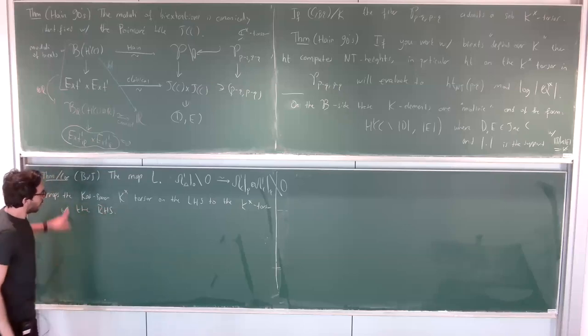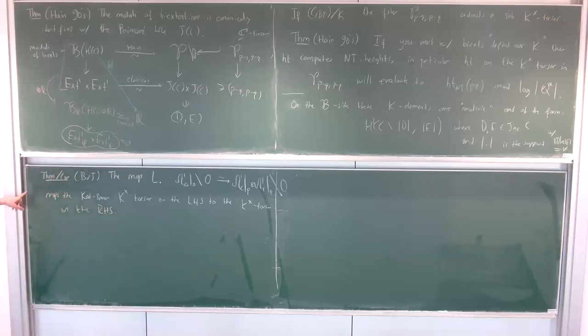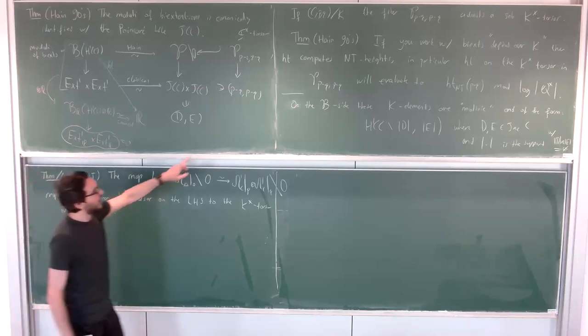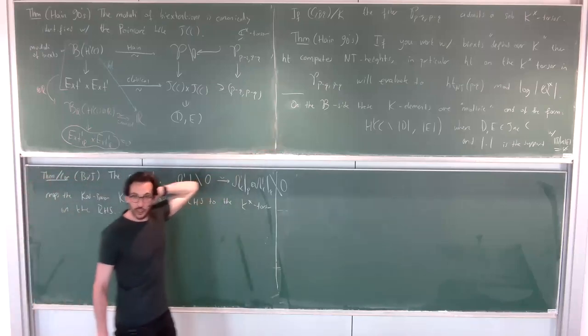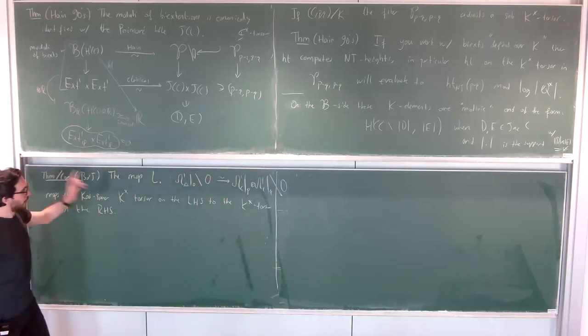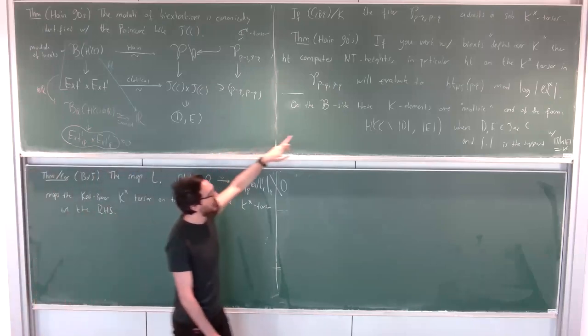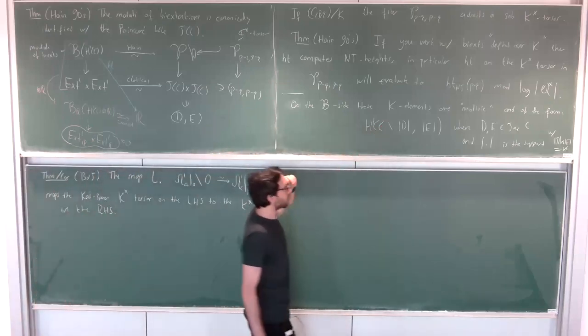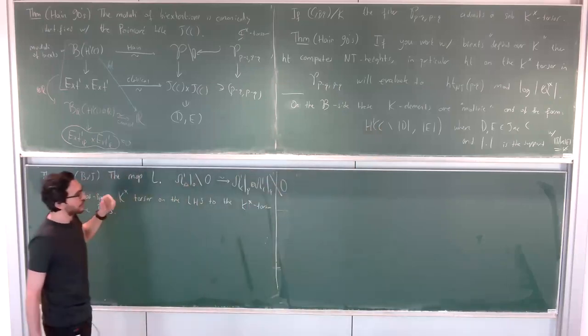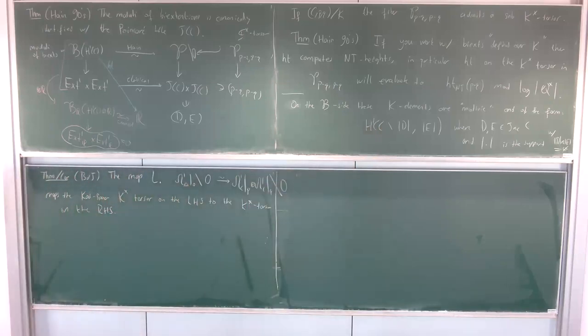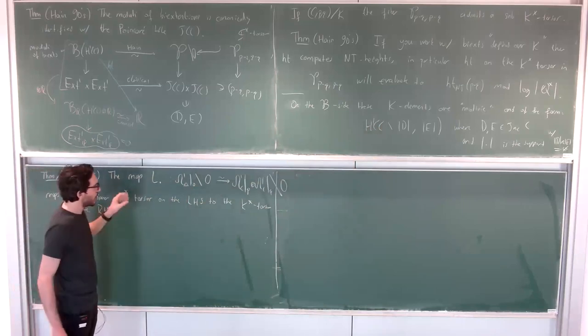So if we had first proven this, then by Hain's result, you would have gotten the other theorem that says our limit mixed Hodge structures end up computing the Néron-Tate height. In this case, we've done it the other way around. We computed the period, which is essentially the Néron-Tate height, and then I'm using Hain's theorem to explain this sort of conceptual interpretation.